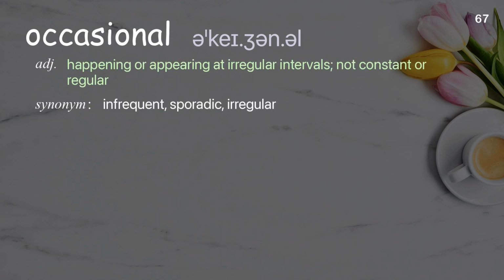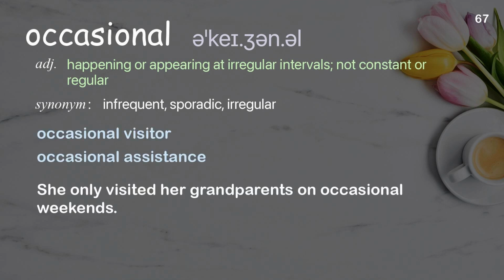Occasional. Happening or appearing at irregular intervals, not constant or regular. Examples: Occasional visitor. Occasional assistance. She only visited her grandparents on occasional weekends.